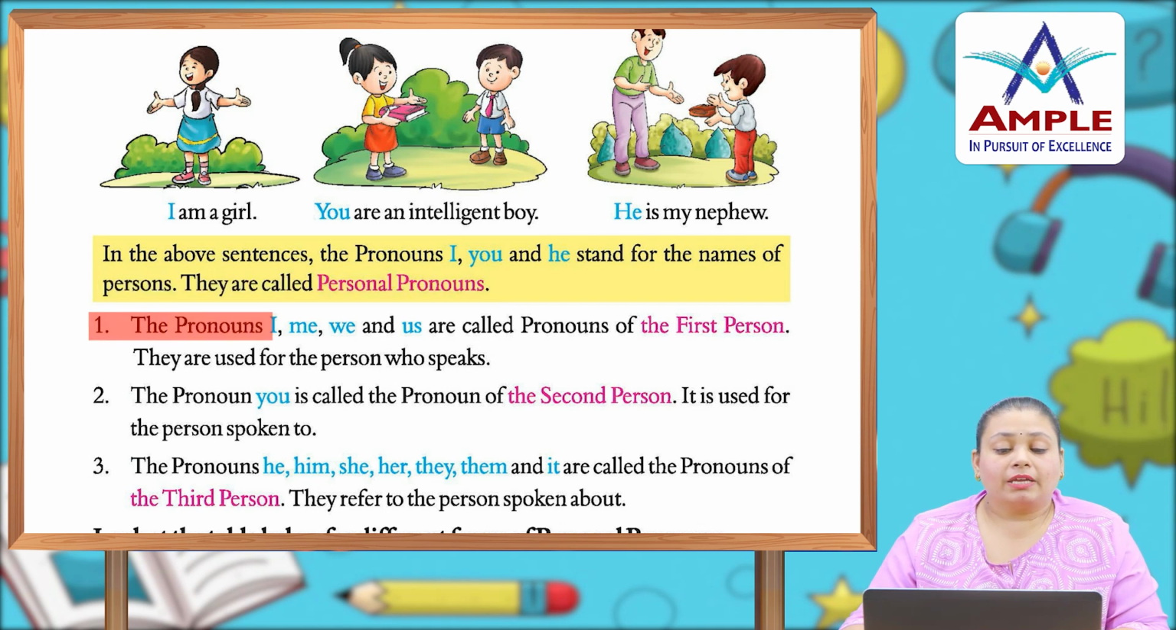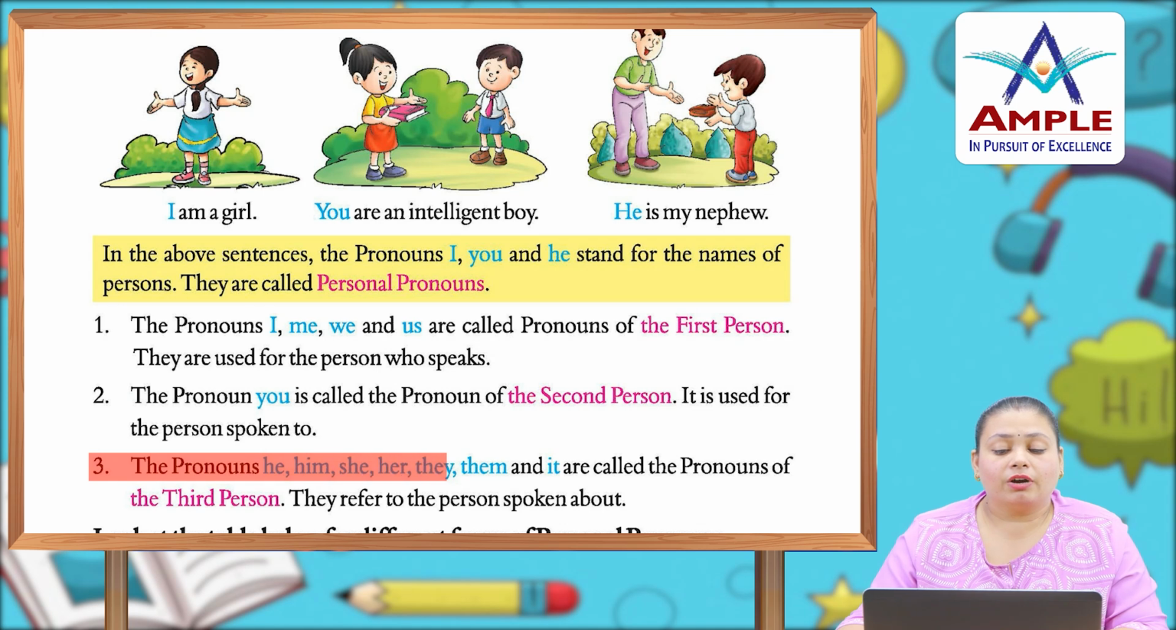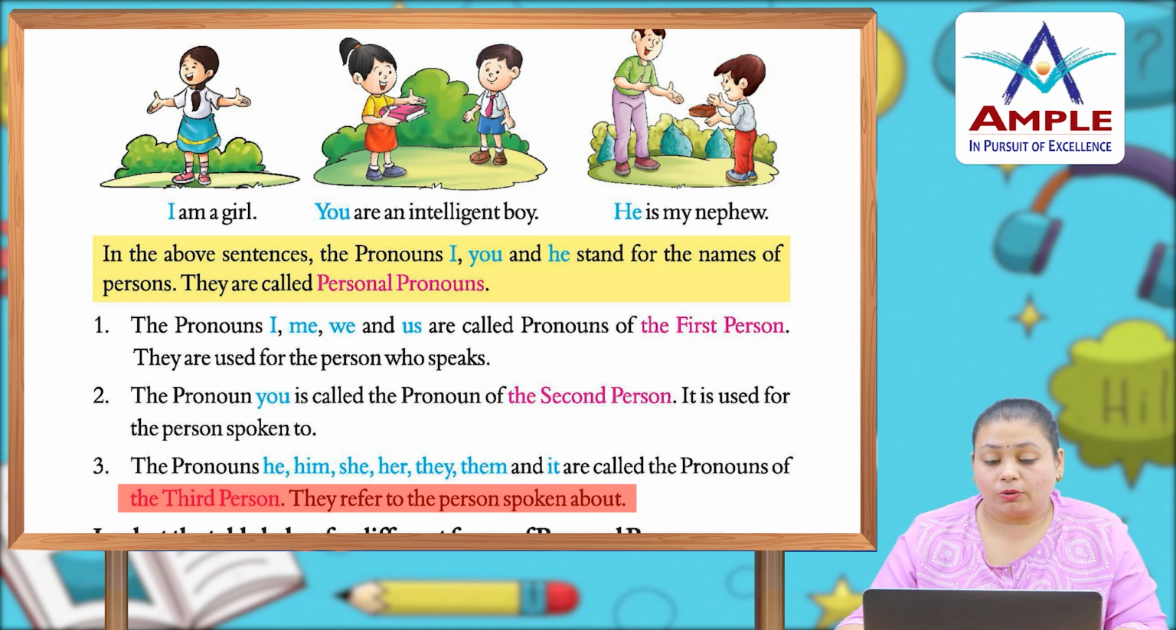The pronouns I, me, we, and us are called pronouns of the first person. They are used for the person who speaks. Number 2, the pronoun you is called the pronoun of the second person. It is used for the person spoken to. And number 3, he, him, she, her, they, them, and it are called the pronouns of the third person. It refers to the person spoken about.